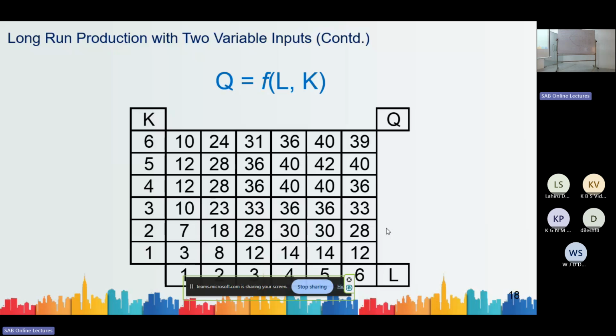So in this figure, how many isoquants do we find? This axis shows the amount of capital. The vertical axis shows the amount of capital. The horizontal axis shows the amount of labor. And these numbers between the vertical axis and the labor axis are the quantities of output.